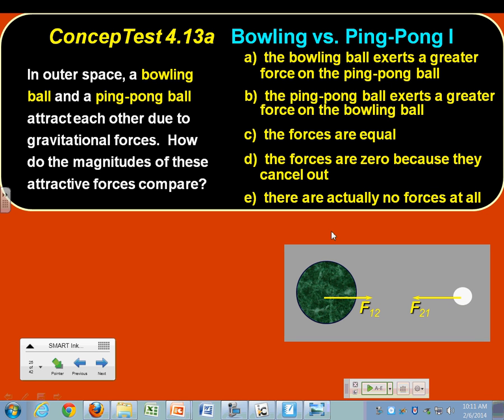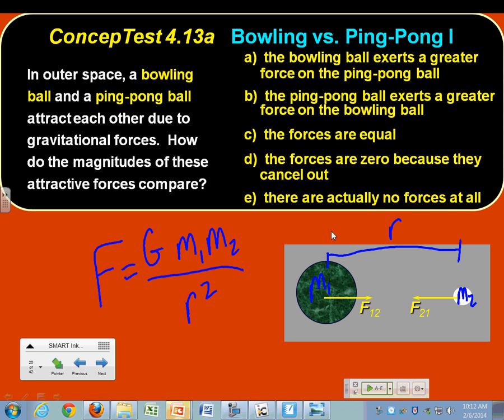Don't write this down, but I want to show you mathematically what it looks like, okay? Maybe it'll help you understand. We can calculate this force, and Newton did this. This is called his universal law of gravitation, and he said that the force between these two objects is equal to G times M1 times M2 over the distance between them squared, where the distance between them is R. This would be M1, for example. This would be M2. Now notice this force has both masses in it, and I can use this formula to calculate the force for both.